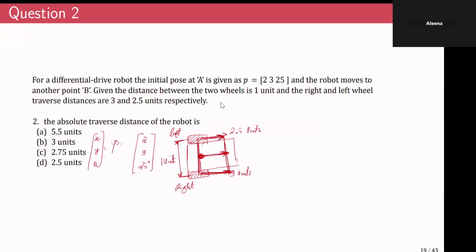You can recall from that relation, delta S is delta SR plus delta SL, divided by 2. This is delta S, this is delta SL, this is delta SR, and delta S is the height of the trapezium. So going back, if you substitute the values, you get 2.5 plus 3 over 2, which is 5.5 over 2, which is 2.75 units.